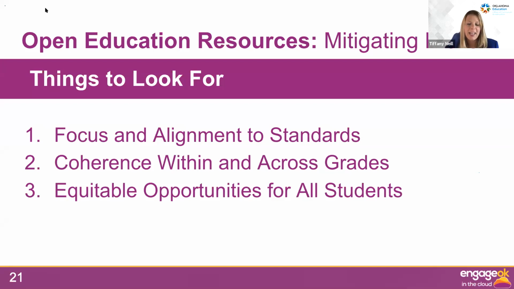The other thing we're going to take a look at is coherence, which we've talked about a little bit. And then the third mitigating risk is ensuring that your curriculum is equitable for all students, or the lessons you're choosing are equitable for all students.